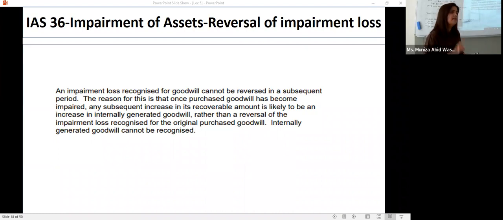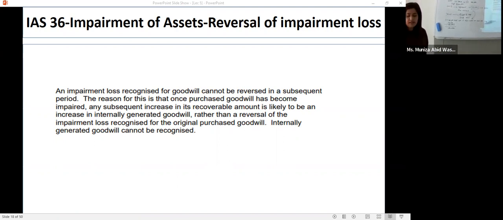So that is why the purchased goodwill, once impaired, is never going to be reversed. So this is what they are telling. An impairment loss recognized for goodwill cannot be reversed in a subsequent period. The reason for this is that once purchased goodwill has become impaired, any subsequent increase in its recoverable amount is likely to be an increase in the internally generated goodwill, rather than the reversal of the impairment loss recognized for the original purchased goodwill. Internally generated goodwill cannot be recognized.